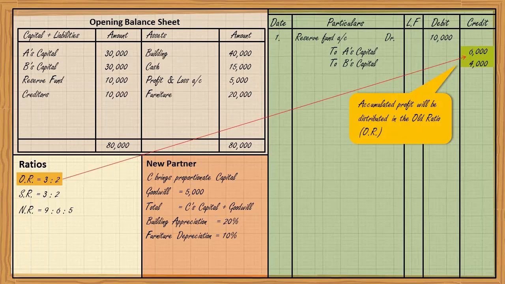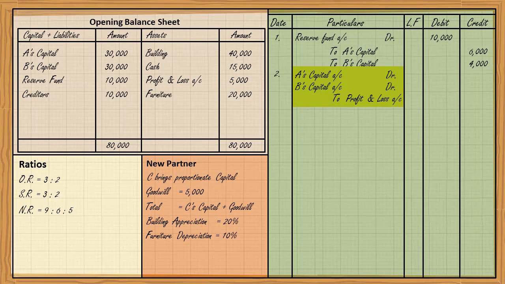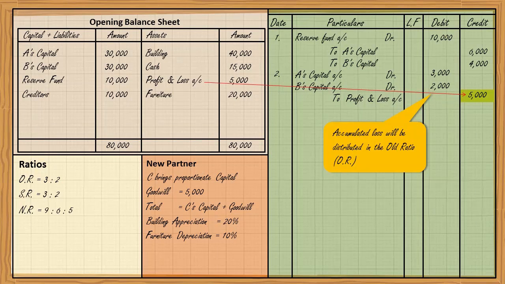Then distribute all the accumulated losses. Have a look at the asset side. Is there any accumulated loss? Yes. Profit and loss account 5,000. So the journal entry will be A's capital account debit, B's capital account debit to profit and loss account 3,000, 2,000, 5,000.